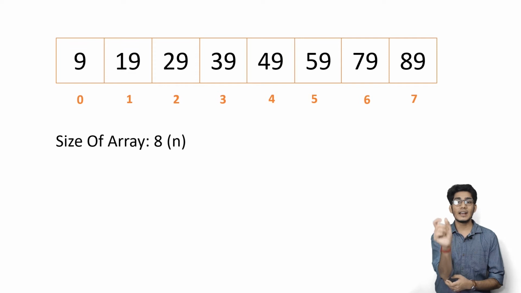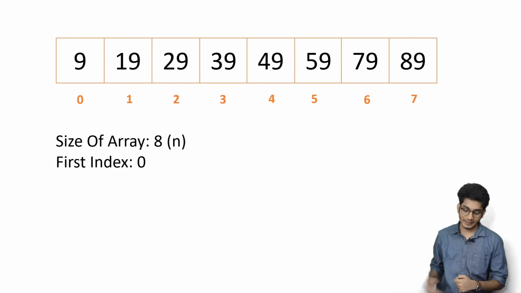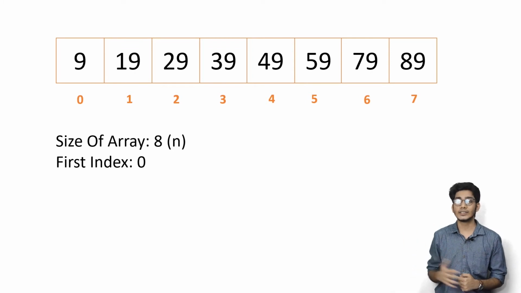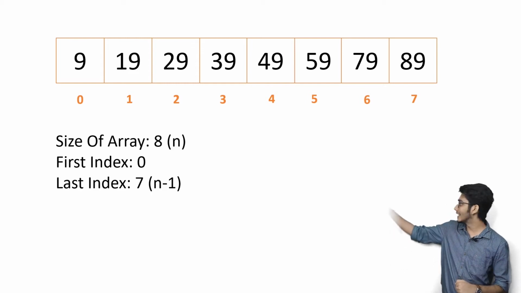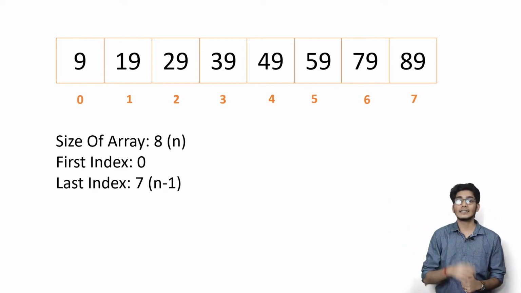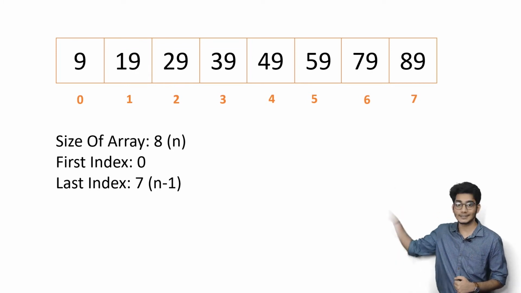In an array, the index always starts with 0. So the first index will be 0 and the last index will be n minus 1. What is the value of n here? The value of n is 8. You can see that the last index is 7, and that is n minus 1. So the value of n is 8 and the last index is 7.